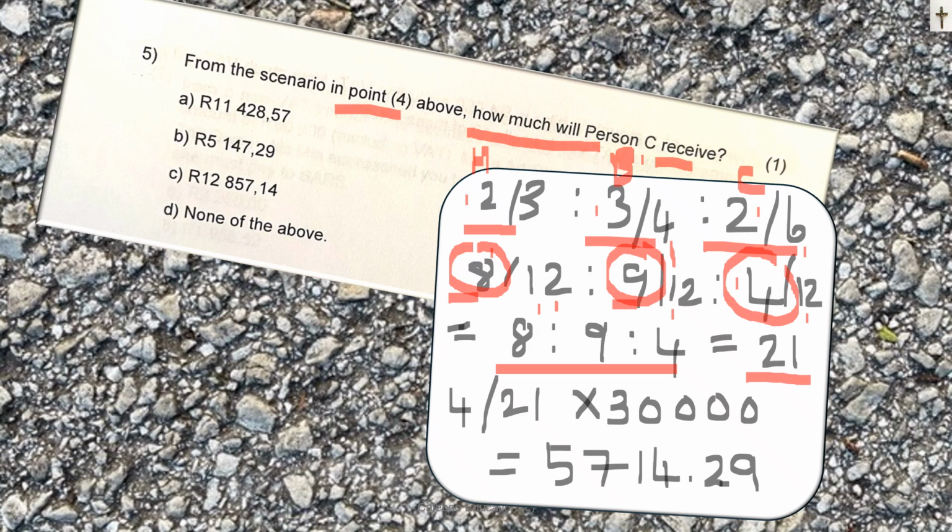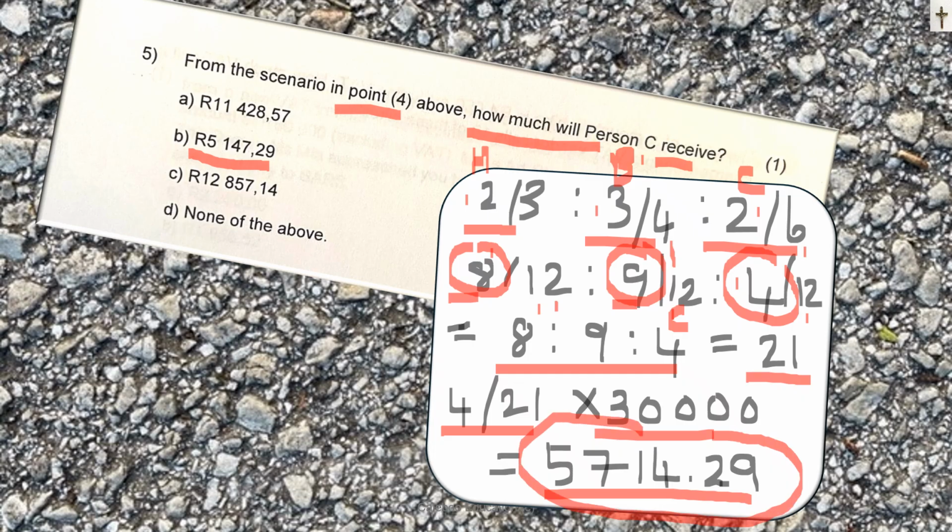So what does person C receive? C was the third one. C receives 4/21 times by 30,000 is equal to 5714.29. Be careful, that number there looks the same, but the answer is 5714.29. It is none of the above, because 5714.29 is not an option. So D is none of the above.